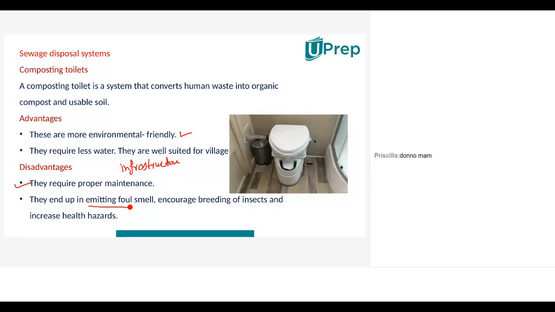They end up emitting a foul smell, obviously, and they encourage breeding of insects and increase health hazards, which again go hand in hand. If it emits a foul smell, obviously there's no chemical involved, right? It is going the natural way. It is being treated the natural way. It is being taken into the farmland, which is really open and huge and enormous, right? So obviously it will have a foul smell. And if something has a foul smell, that means it has a lot of bacteria and fungus, right? So it will breed further insects, and of course it will cause health hazards, right?